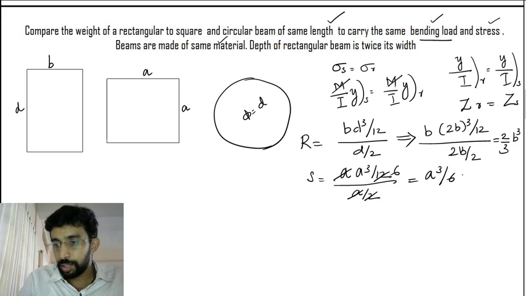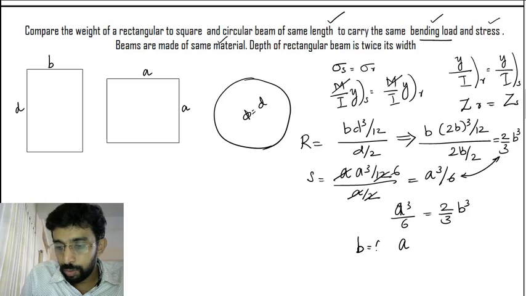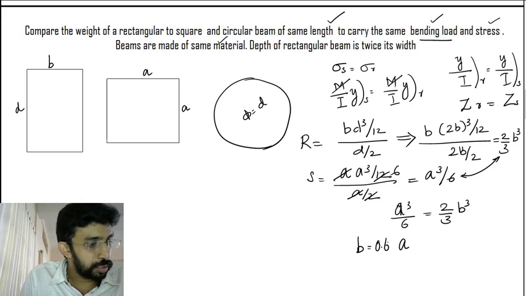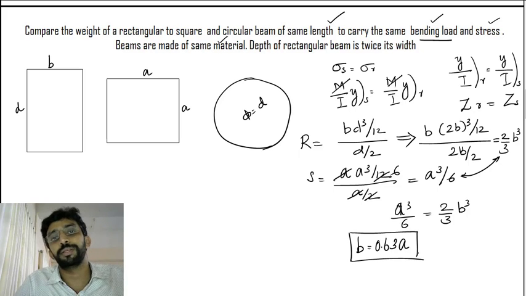We know that these two terms are the same by the relation. So when we compare this, we get a cubed by 6 equal to 2 by 3 of b cubed. This will give you the value of b equal to 0.63 times a. This is the relation we obtain.